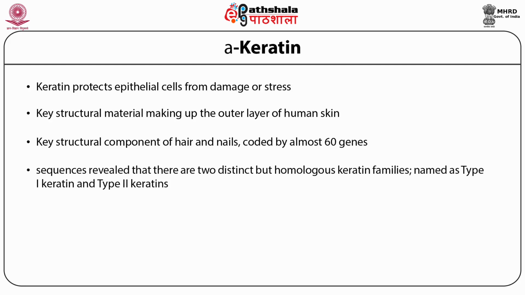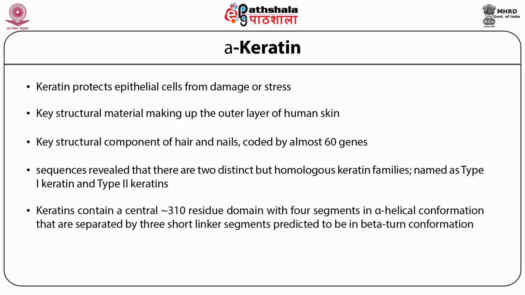The sequences reveal that there are two distinct but homologous keratin families, named type 1 and type 2. Keratins contain a central region of 310 amino acids with 4 segments of alpha helical regions, which are separated by 3 short linker segments, predicted to be in a beta-turn conformation.